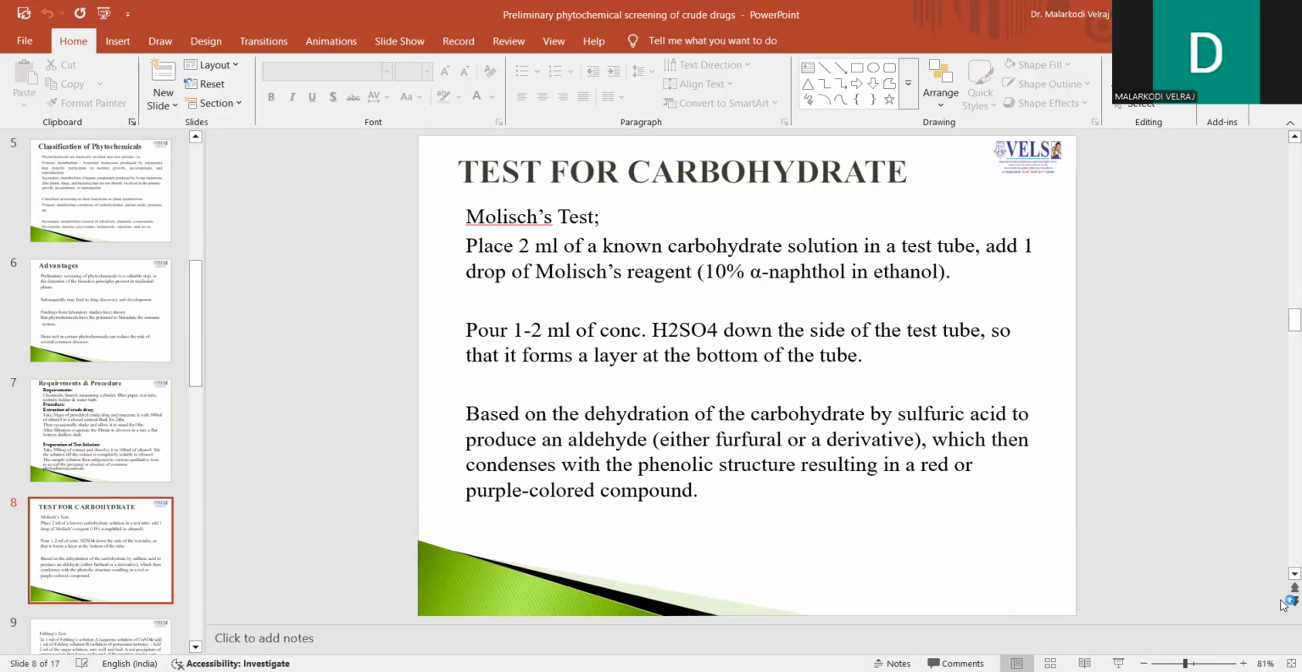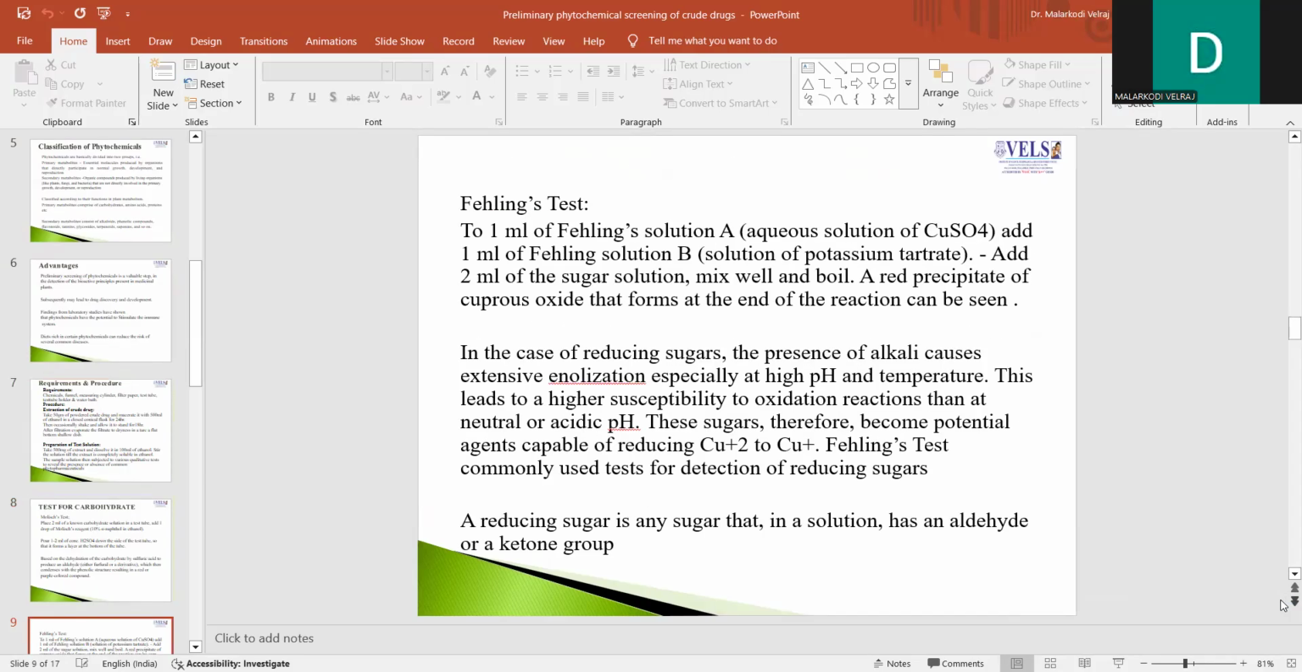Molisch test. Place 2 ml of a known carbohydrate solution in a test tube. Add about 1 drop of Molisch reagent. The chemical name of Molisch reagent is 10% alpha naphthol in ethanol. Pour about 1 to 2 ml of concentrated sulfuric acid down the sides of the test tube so that it forms a layer at the bottom of the tube. Based on the degradation of the carbohydrate by sulfuric acid to produce an aldehyde, either a furfural or a derivative, it condenses with a phenolic structure resulting in a red or purple colored compound.